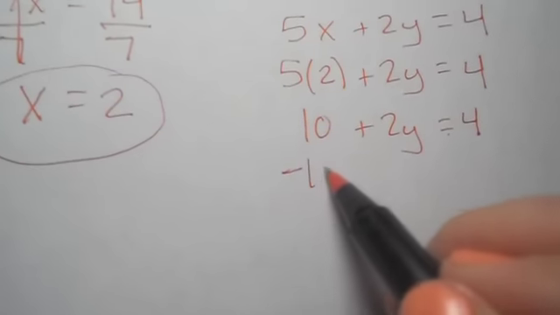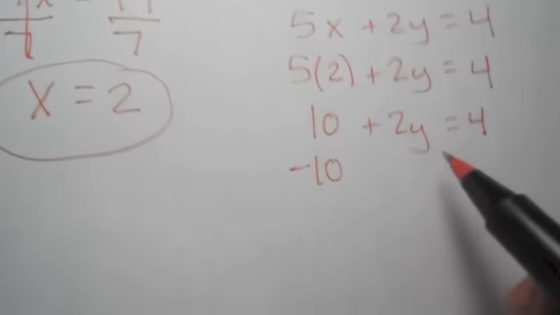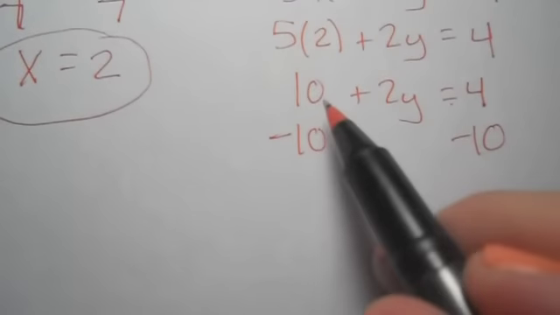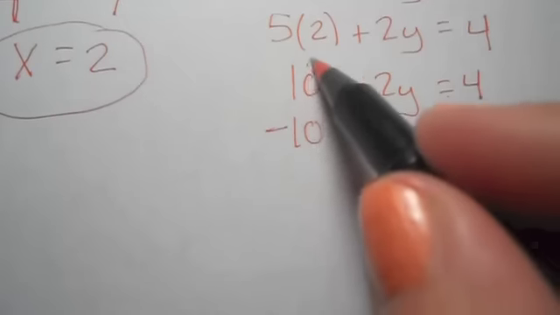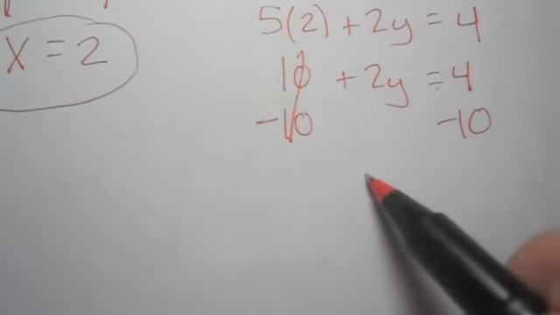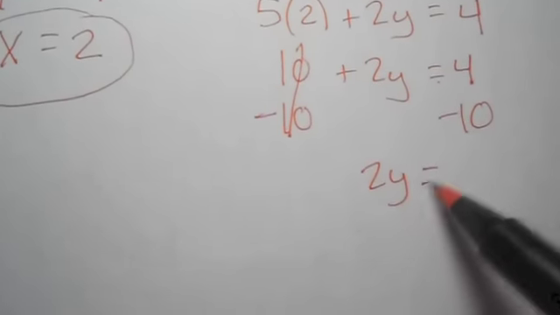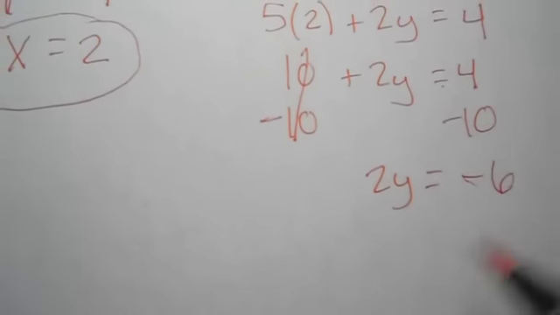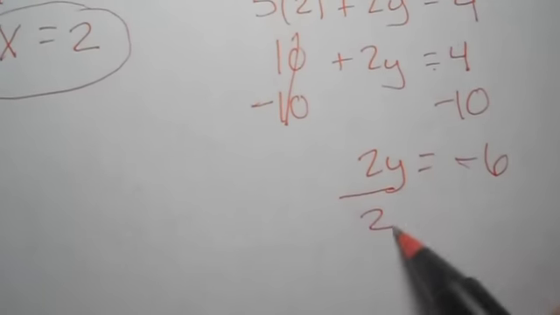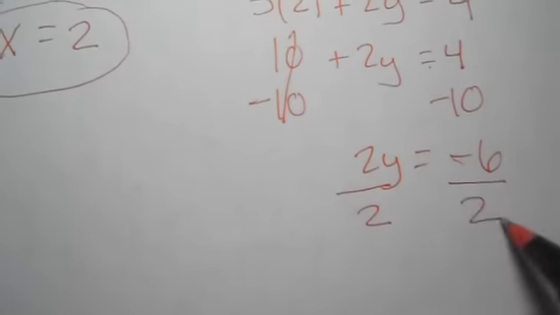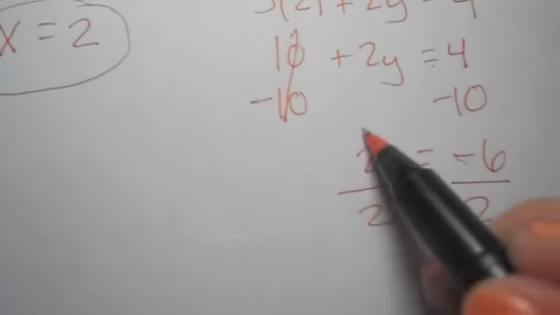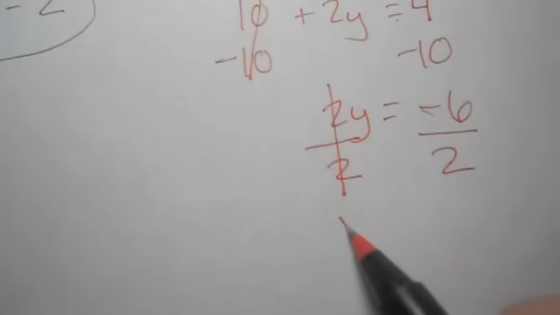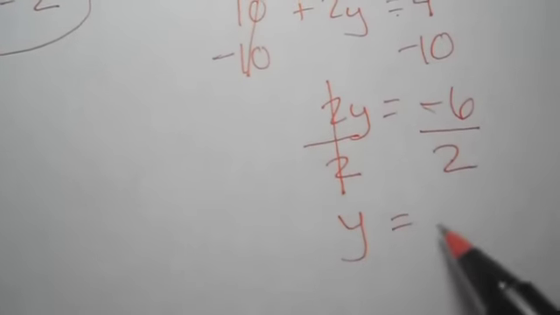We subtract 10, remember, because we want to get y by itself. We're solving for y. We already have x. So 10 minus 10, that's just going to go away. We're left with 2y. What is 4 plus a negative 10? It's negative 6. Divide both sides by 2, because 2 is multiplied to y. We need to get rid of it. Voila. Negative 6 divided by 2. That's negative 3.